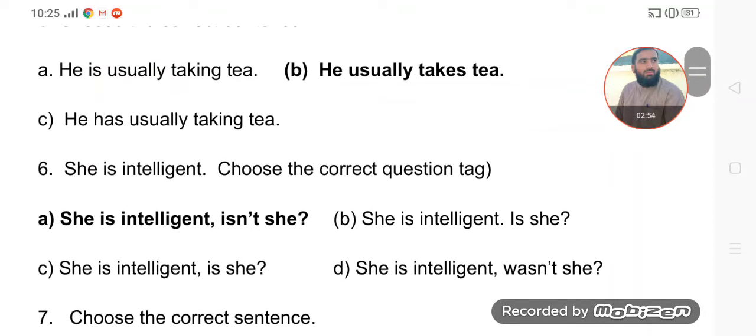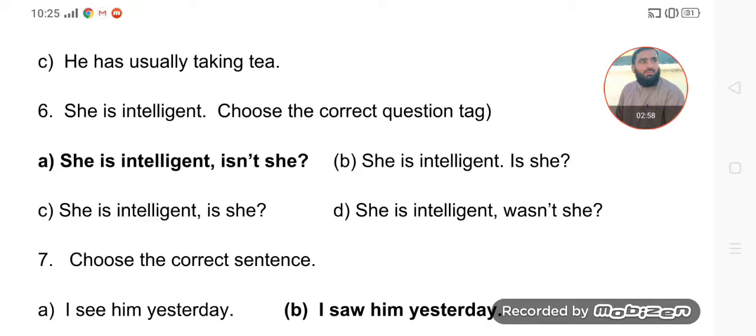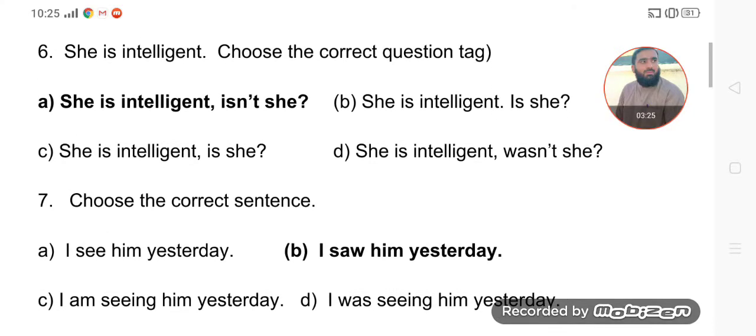She is intelligent. Choose the correct question tag. She is intelligent, isn't she? Remember, dear viewers, jo question tag hai, question tag mein, like he is intelligent, isn't he? To ye correct hai. Jab question tag ka first form positive ho, to next jo form hai wo negative aayega, theek hai? Agar first negative hai, to second positive, theek hai?